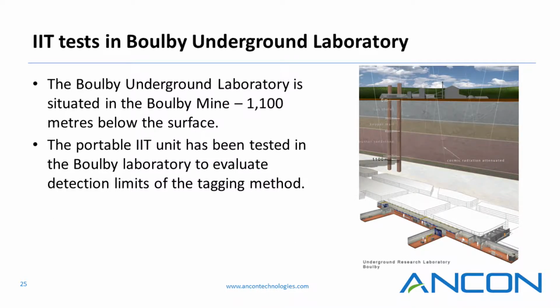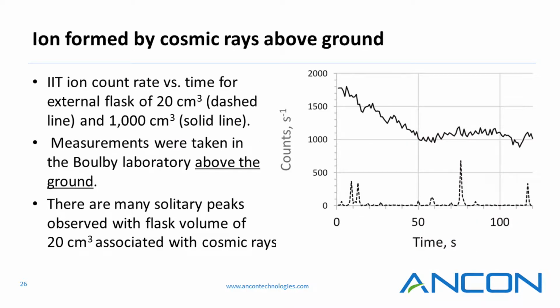The Boulby Underground Laboratory is situated in the Boulby Mine, which is 1,100 meters below the surface of the ground. It has been developed for experiments requiring extremely low ionizing radiation environments, such as dark matter, and detection of weakly interacting massive particles. The portable IIT unit was tested in the Boulby laboratory to evaluate detection limits of the tagging method. Measurements of ions formed by cosmic rays above ground were taken at the Boulby laboratory site.